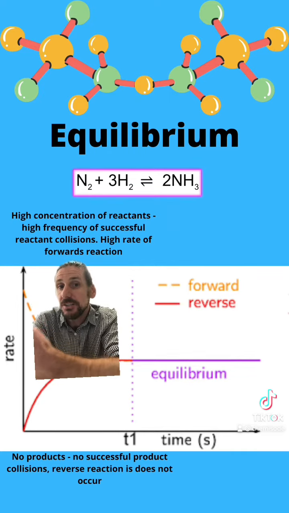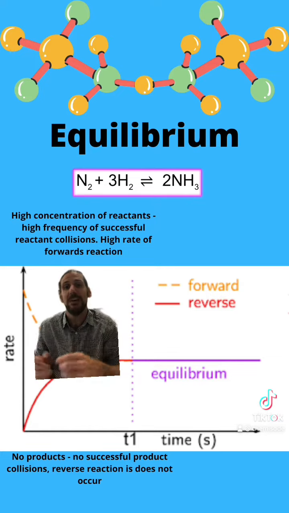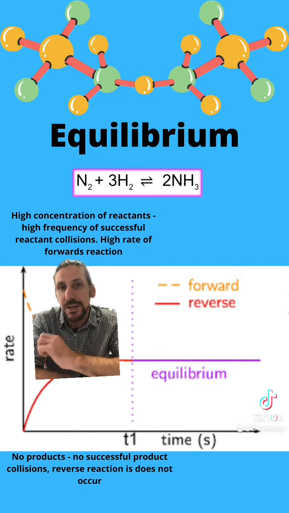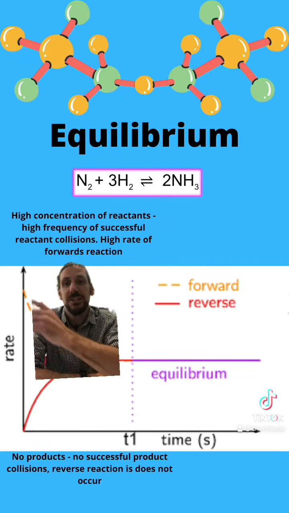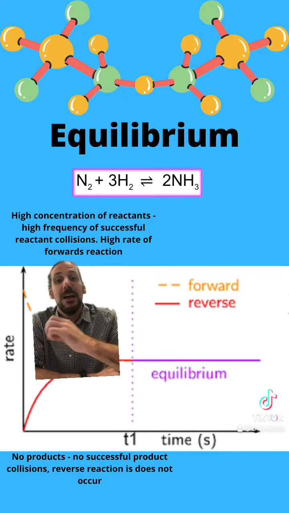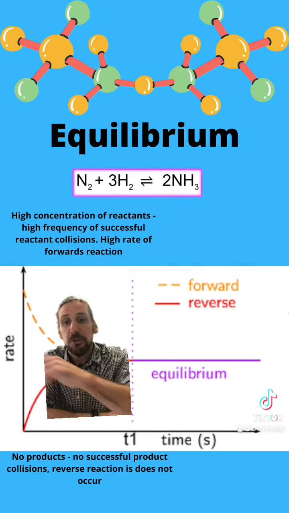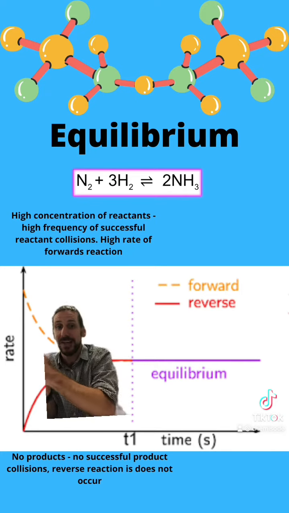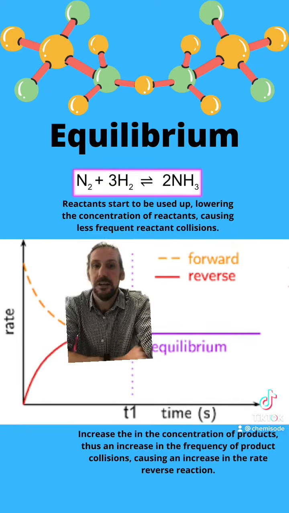We have a high concentration of reactants, so therefore we have a high amount or high frequency of collisions between these reactant particles. That means the rate of our forwards reaction is very, very large. On the flip side of that, at this point in time, we don't have any products formed. That means that the backwards reaction cannot occur at all.